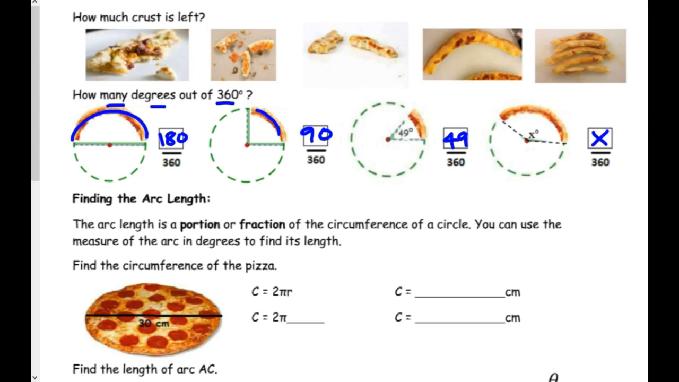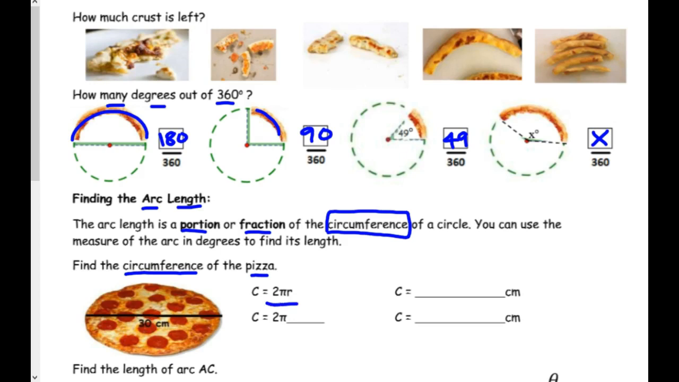Now, this time we're not doing area, we're doing arc lengths, so what does it say? Find the portion or fraction of the circumference, okay? If you remember, circumference is kind of like a perimeter of a circle. It's around the edge. It's a length. So you can use the measure of the arc in degrees to find its length. We keep reading. Find the circumference of the pizza. Now, up here on the black podium, this piece of paper has the circumference formula on it, if you ever forget. But it's right here as well.